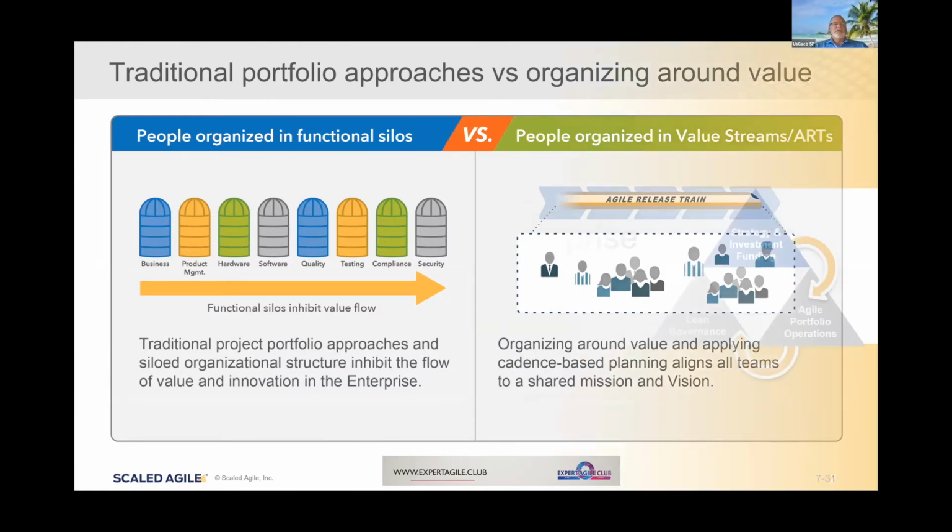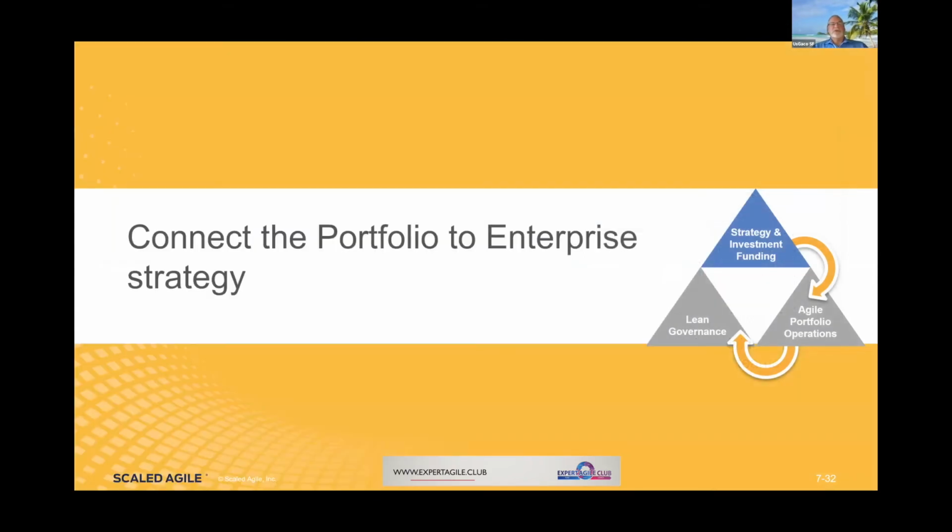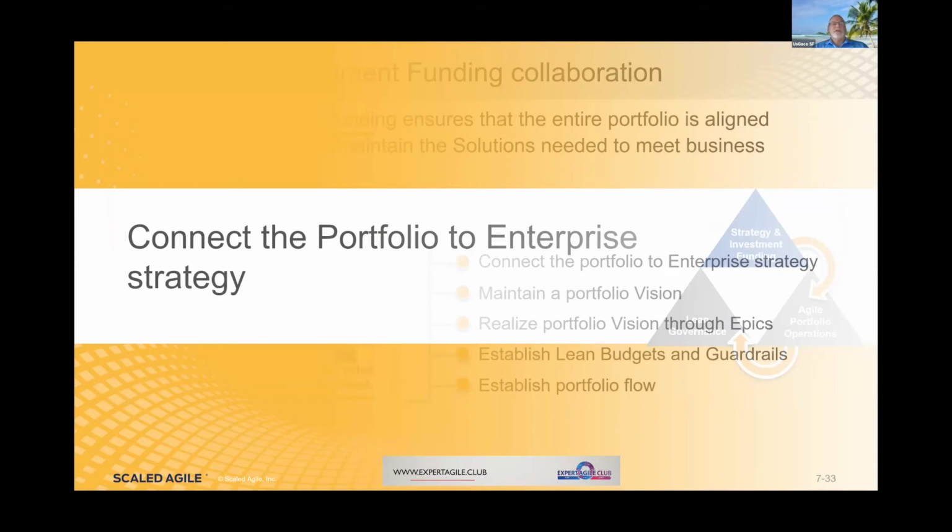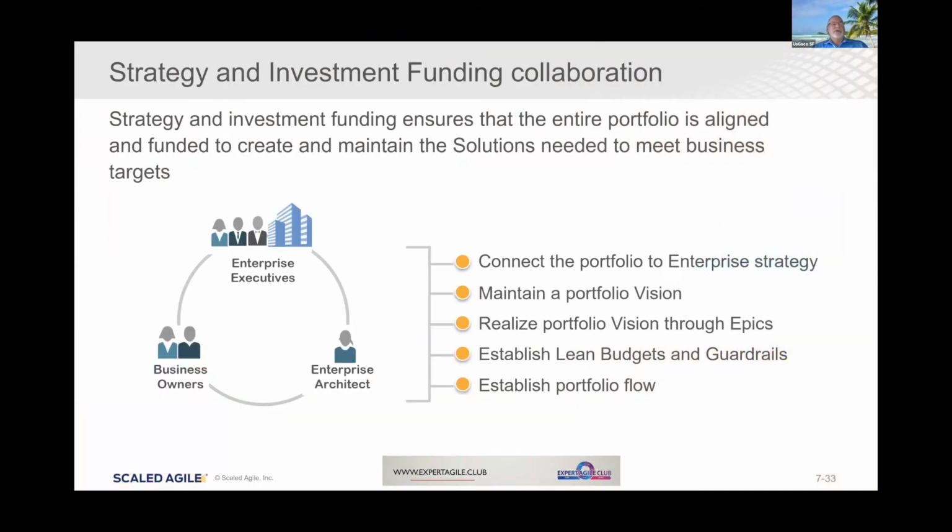So here we're going to connect the portfolio to the enterprise strategy. So strategy and investment funding collaboration. Strategy and investment funding ensures the entire portfolio is aligned and funded to create and maintain the solutions needed to meet business targets. So in order to do that, we need to connect to the enterprise strategy, maintain a portfolio vision, realize the portfolio vision through epics, establish lean budgets and guardrails, and establish flow. So the flow part, that's going to be through a Kanban.